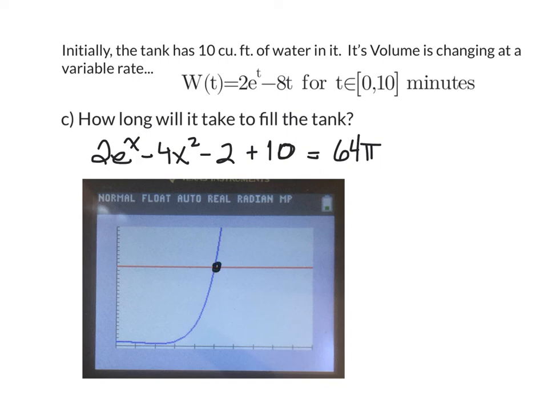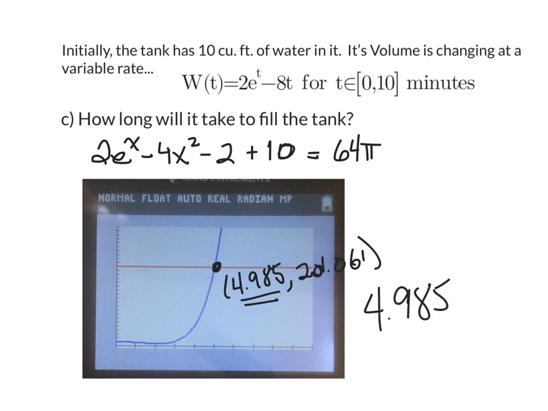And then I just went through the calculations menu in order to find this point of the intersection. And the graphing calculator will give me a value of 4.985, comma, 201.061. Of course, the 201.061 is my 64 pi, and the question asks how long it's going to take. Well, how long it'll take would be this long, and that is 4.985 minutes.